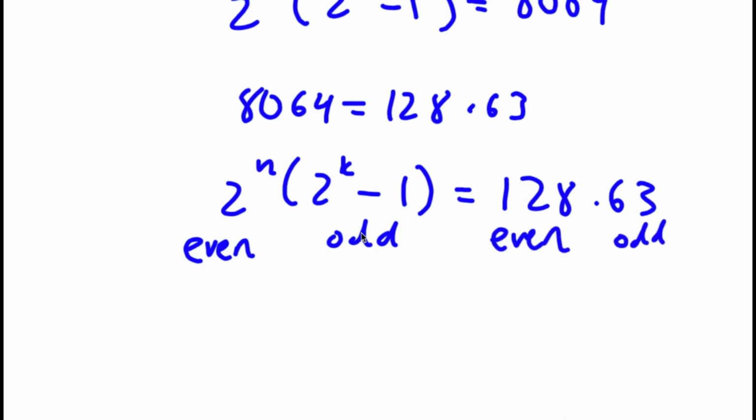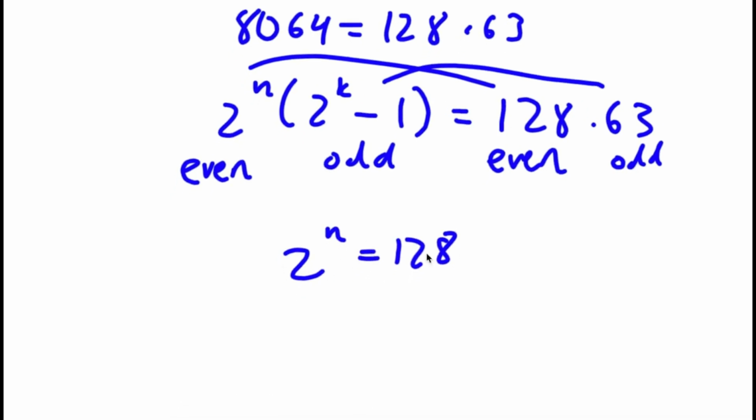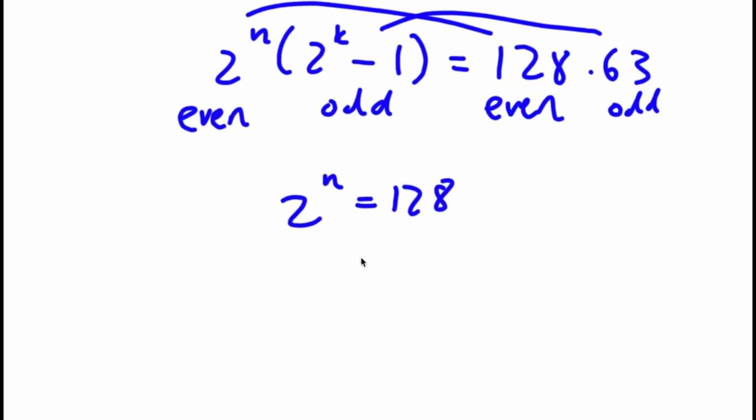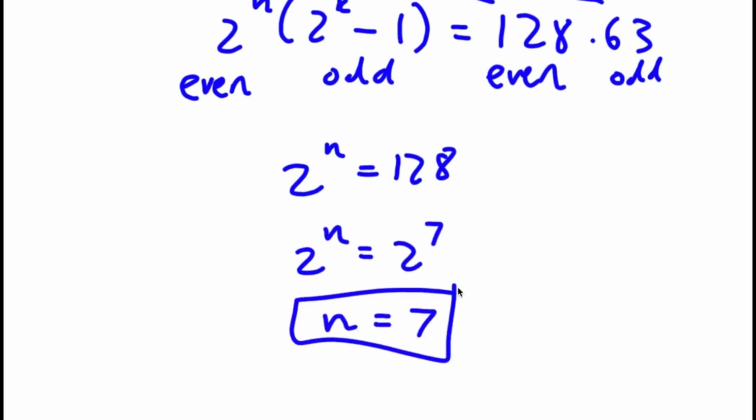So now, I can simply set the evens equal to each other, and I can set the odds equal to each other. So 2 to the power of n is equal to 128. Let's first go ahead and solve this. If 2 to the power of n is equal to 128, well 128 is the same thing as 2 to the power of 7. So I have 2 to the power of n equal to 2 to the power of 7, and this means that n is equal to 7.